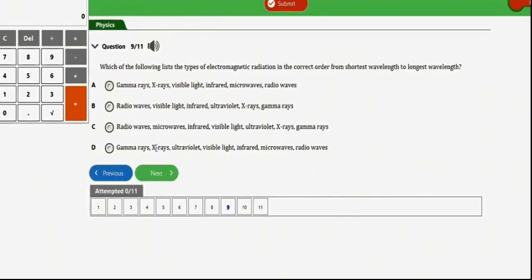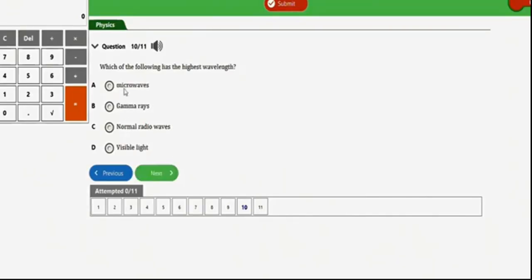Okay, so that's it for this question. Be able to recognize this hierarchy or this order in terms of wavelength and frequency. Very important. Next question will be this one. It says which of the following has the highest wavelength? We have microwave, gamma rays, normal radio waves, visible light. So as long as radio wave is there, it is radio wave. Option C has the highest wavelength.